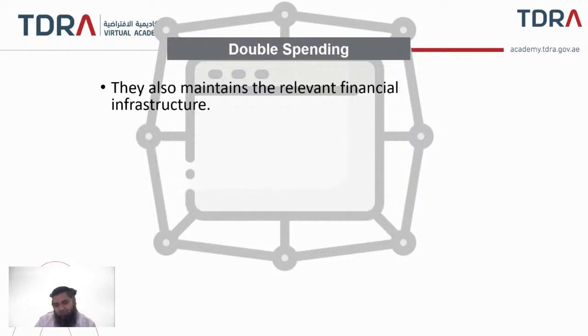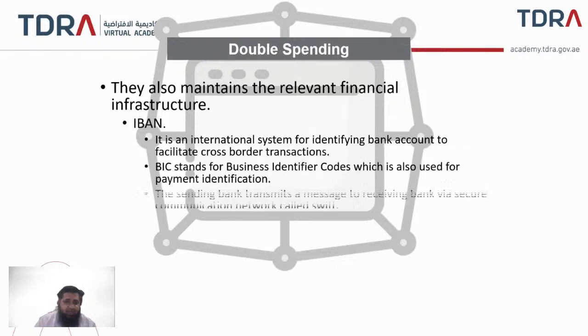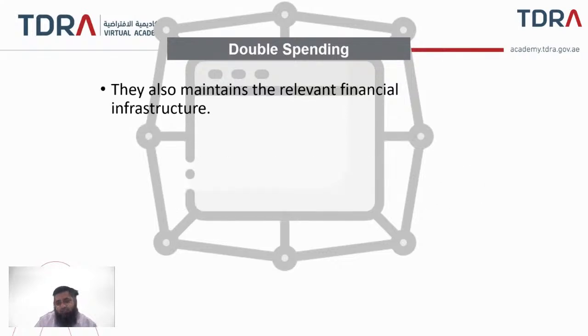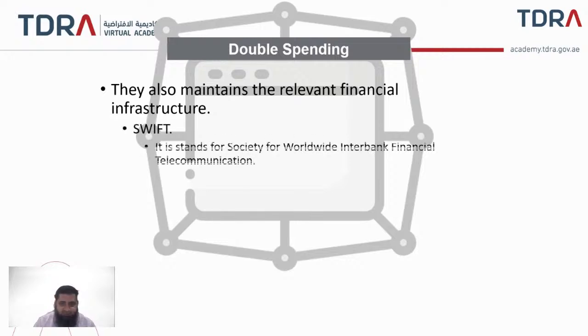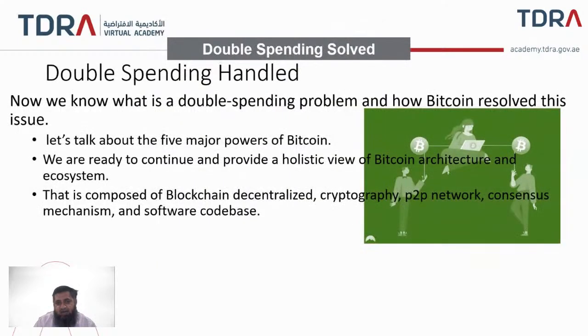Also, in the double spending context, it is actually the alternative to the online payment systems provided by the banks. Banks can make payments with the help of IBANs, and they can also make payments with wire transfers, called SWIFT. Similarly, there is a very good solution for making payments online.